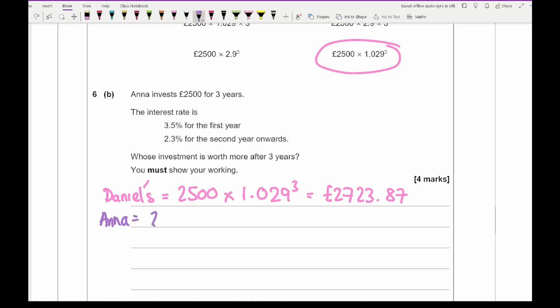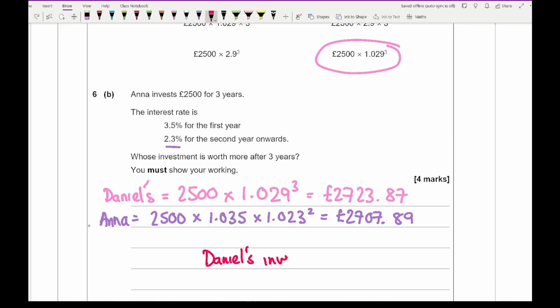Then if I look at Anna's, well, Anna is initially investing 2,500. She's got 3.5% in the first year, so that's 1.035, and then she's got 2.3% for 2 years. Now you can do it separately, but I'm just going to do it all in one go, and I should have an answer of 2707.89. So out of those two, which one is higher? Well, it's going to be Daniel. So Daniel's investment is worth more.